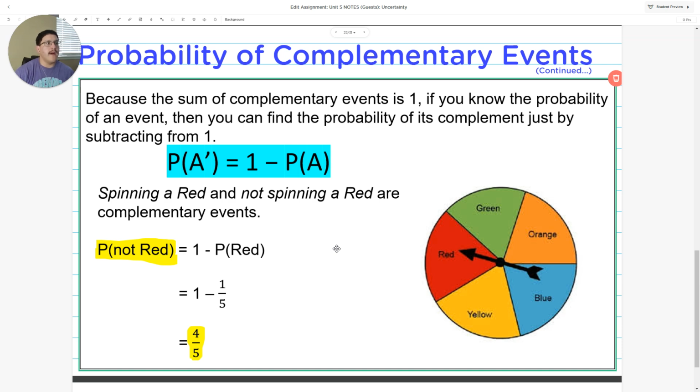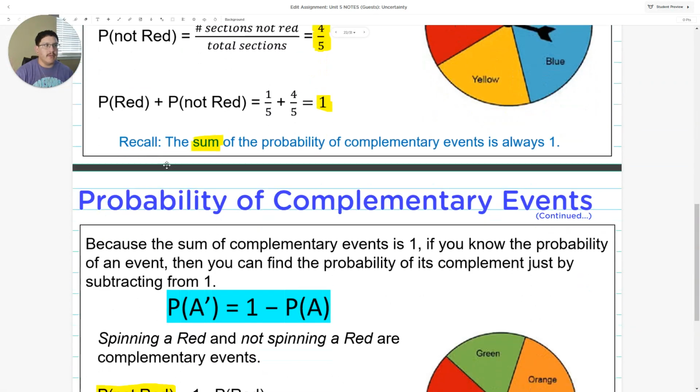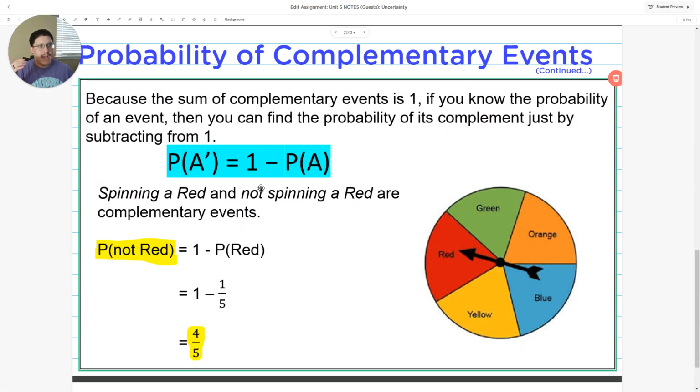Now, another way we can find the complementary event, without doing the second part of counting up the not reds, is by subtracting from 1. Subtract the current event from 1 to get its complementary event. Here's what I mean. Because the sum of complementary events is 1, if you know the probability of an event, then you can find the probability of its complement just by subtracting it from 1.